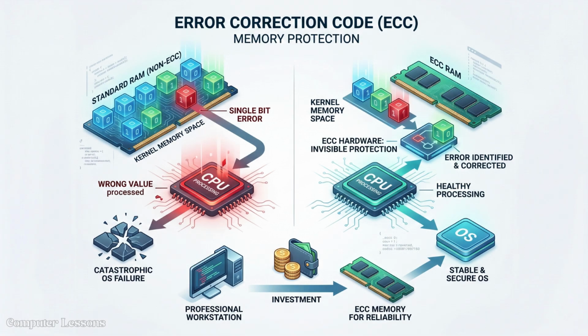A single-bit error in the kernel memory space can cause a catastrophic failure of the entire operating system. ECC hardware provides an invisible layer of protection that identifies these flaws before the CPU processes the wrong value. This is the primary reason why professional workstations and data centers invest in more expensive memory.